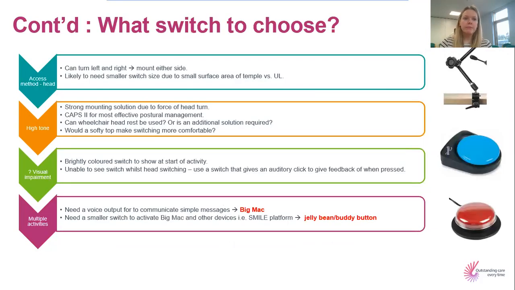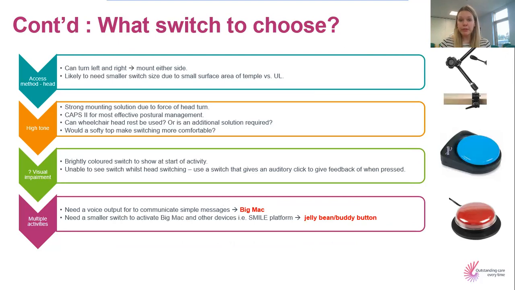So they can turn left or right. So we thought, okay, so we can use a mount to mount that switch either side of their head. Because it's on their head, they're likely to need a smaller switch, because you don't want to be pressing a switch with your entire face. Because that child had quite strong tone, we'd want to look at quite strong mounting solutions. Some of the flexy wibbly wobbly mounts might not have been the best.